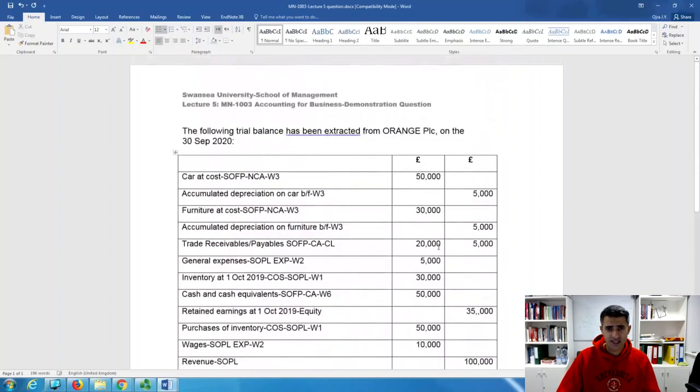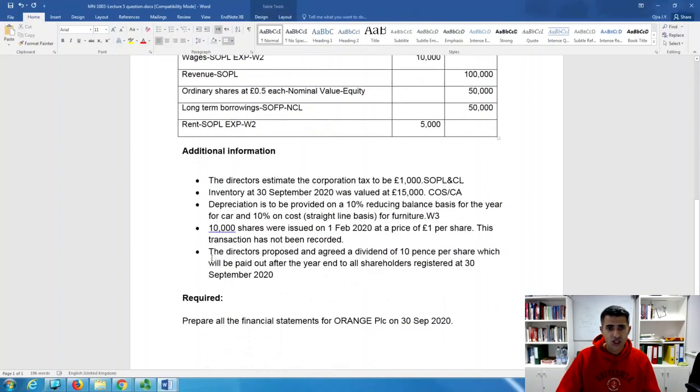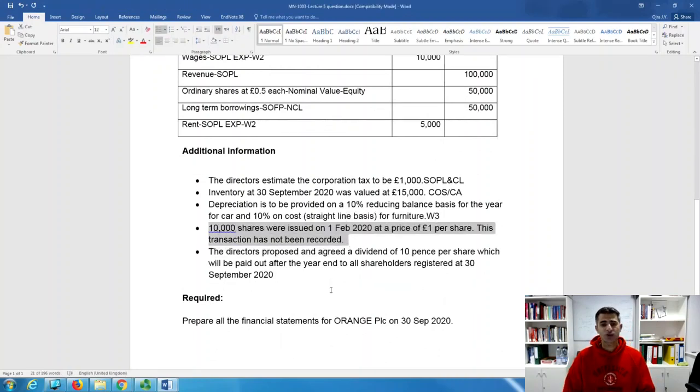Including the non-current assets, if you remember there. Yeah, that's great. So this one, there is a 10,000 shares were issued on 1st of February 2020 at a price of £1 per share. This transaction has been recorded, so we need to record it in this case. So when it comes to this, the company issued shares to the public.